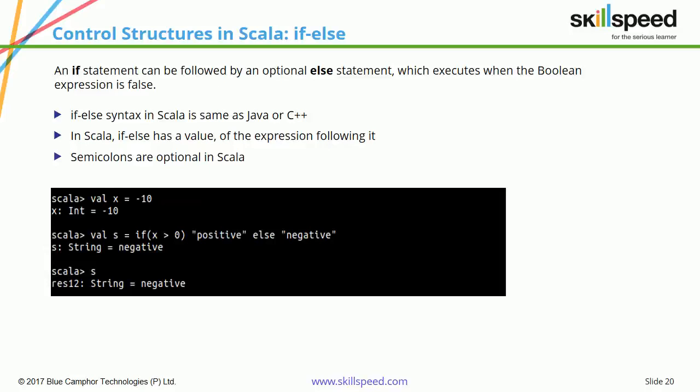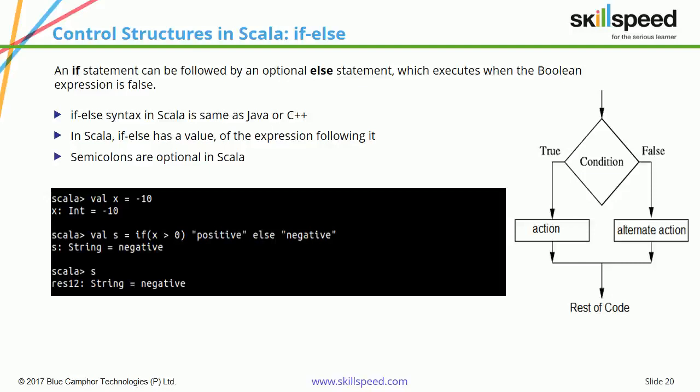To give you an example, here on the terminal I have typed val x equal to -10. Then I'm creating another variable called s, and I'm applying a control structure wherein I'm saying if x is greater than 0, positive, else negative. When I hit enter and then type s, you can see that it goes through the control structure and the value of s is negative, since -10 is less than 0. So this is a pretty simple if-else loop. If-else loops typically evaluate a condition, and based on true or false, take an action or an alternate action.